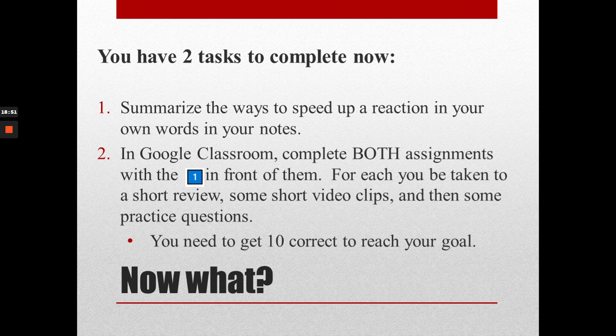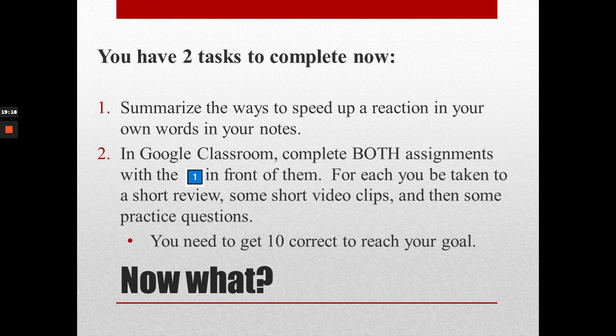Now here's what you need to do, whether you're at school or at home. You have 2 things to complete now. The first thing is summarize the ways to speed up a reaction in that space that's there in your notes. Use your own words. And then the second thing is when you go into Google Classroom, you will notice something different this week, which is there are 2 assignments that have the blue number 1 in front of them. You need to do them both. I couldn't get them to combine because of how they're assigned.